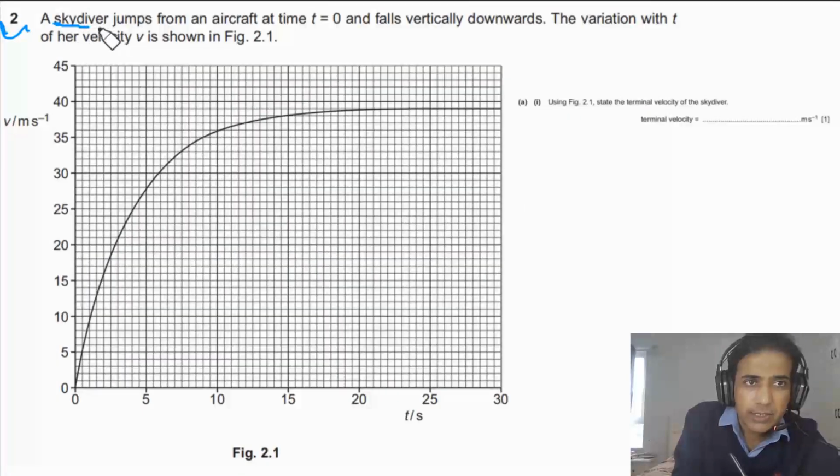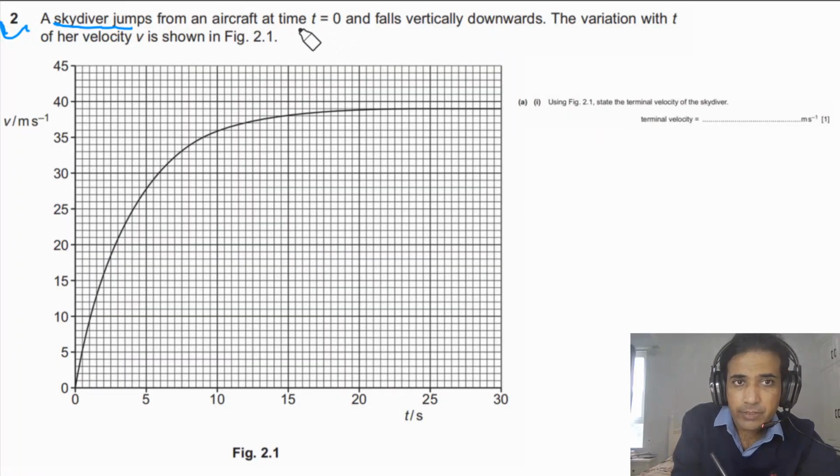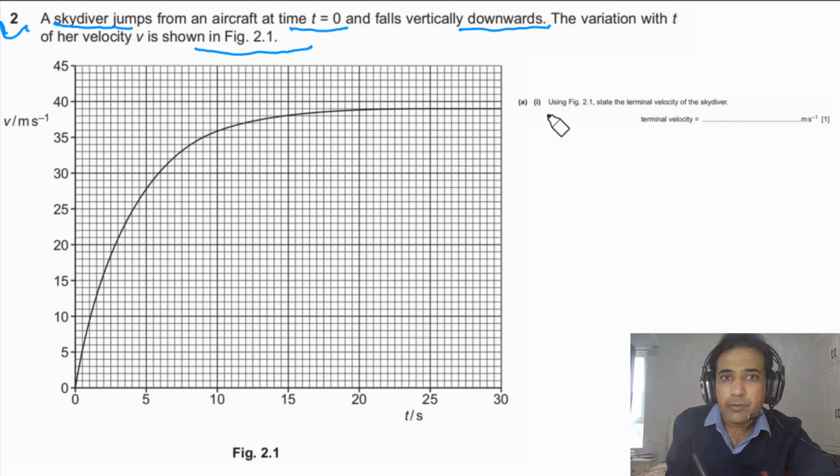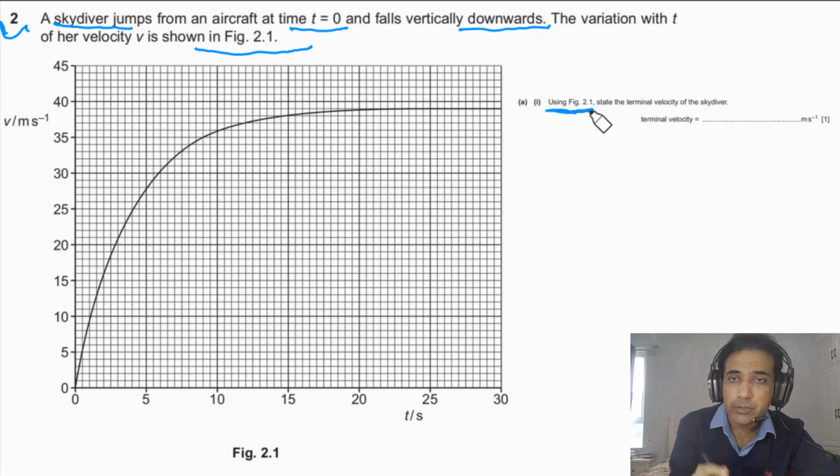Question 2 says a skydiver jumps from an aircraft at time t equal to 0 and falls vertically downwards. The variation with t of her velocity v is shown in figure 2.1. For part A1, use figure 2.1. Very important one. When questions say use figure, it means that you have to use that one. It's a very important point. You need to follow instructions given in the question, not something by yourself. So we have to use this figure.